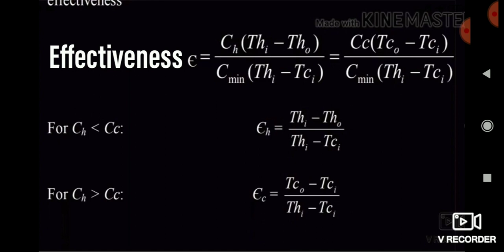Friends, when CH is greater, meaning CC is minimum and CH is in the numerator, then you take THI minus TH naught, and when CC is in the numerator, then you take TC naught minus TCI.